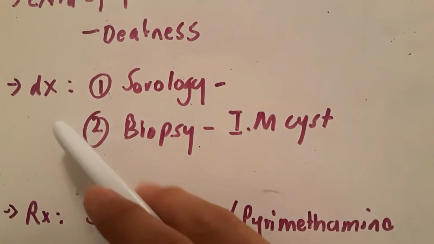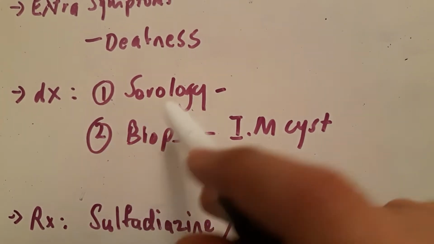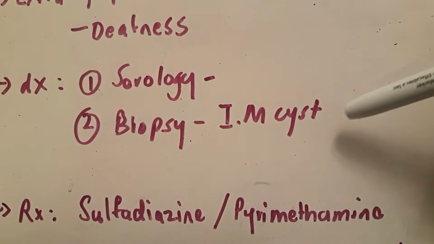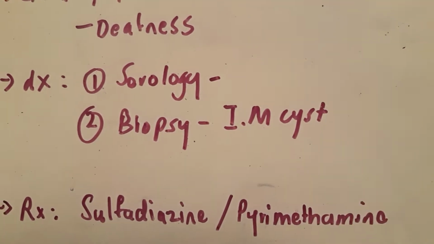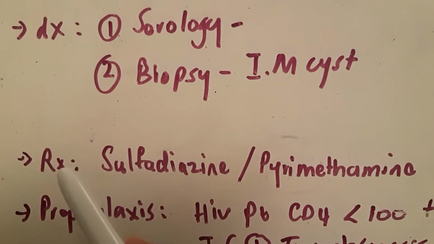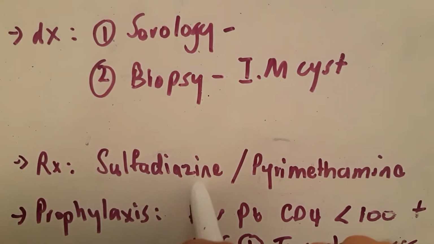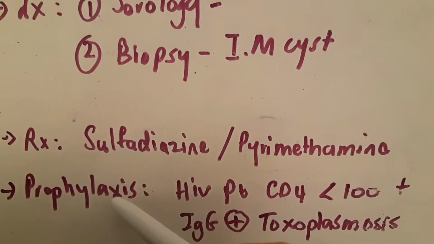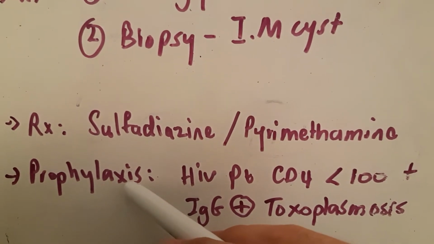Now, when you do diagnosis, how do you diagnose it? You can do two. You can do serology or biopsy. And with biopsy, you're basically going intramuscular looking for a cyst. How do you treat it? You treat it with sulfadiazine or pyrimethamine.